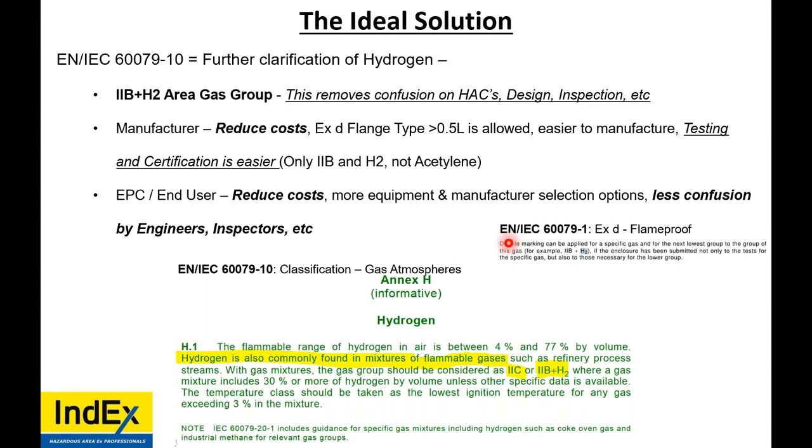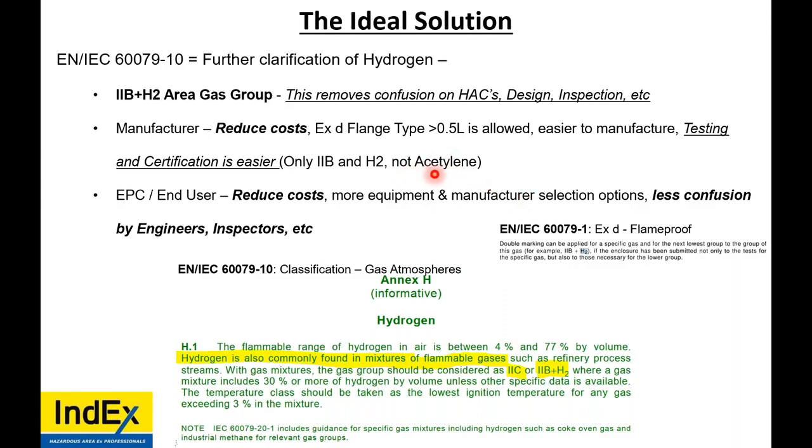Your technicians will no longer be confused. It's a 2B+H2 area, and they either have 2B+H2 equipment or 2C. 2C even better. Manufacturers, the reduced costs are the big one. They can have bigger enclosures. It's easier to manufacture. Testing and certification is much easier.